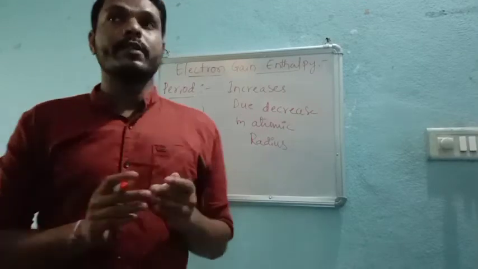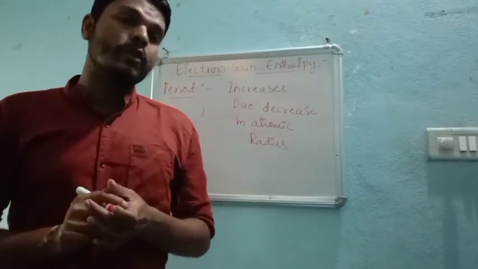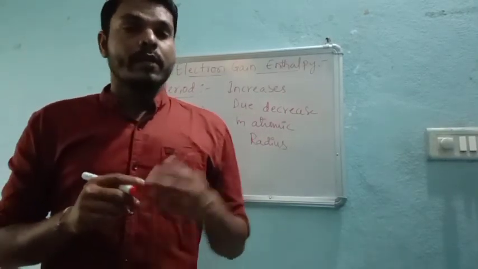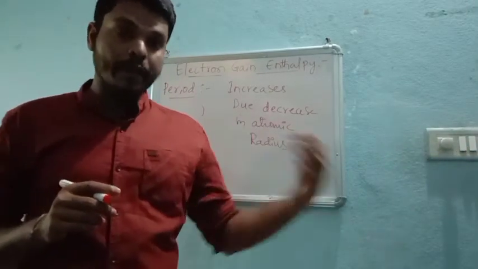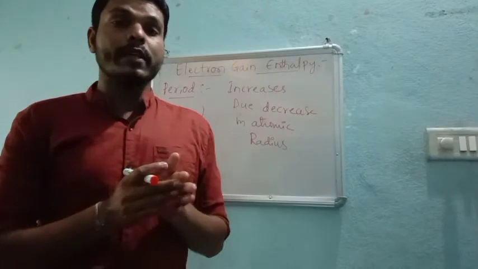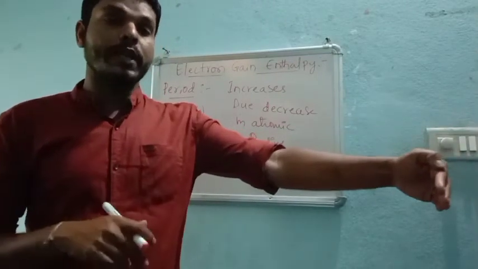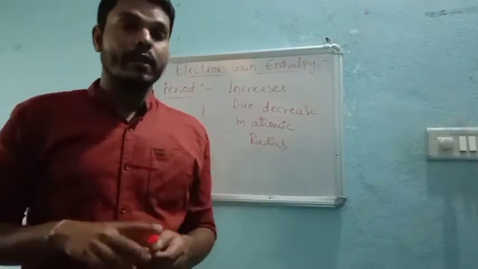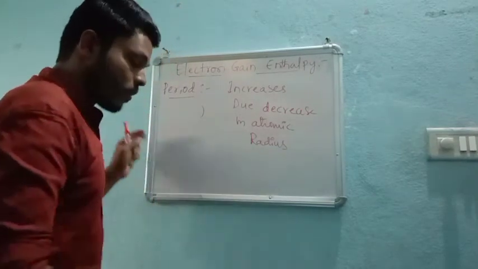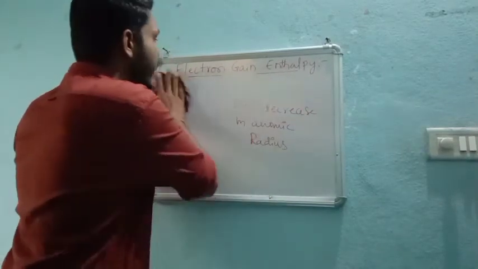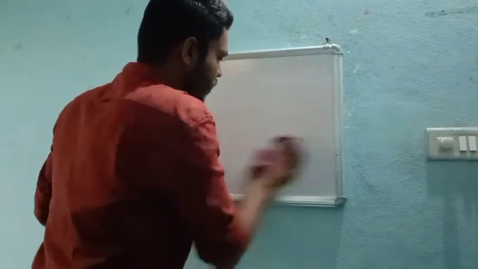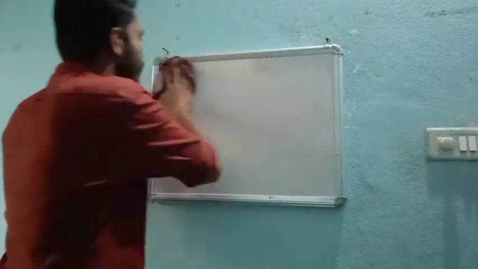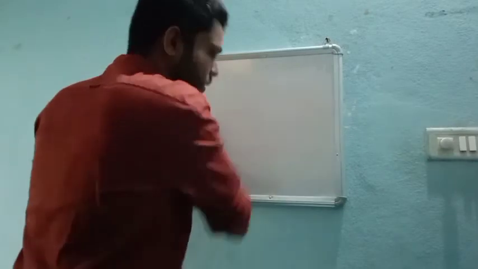So if the valence shell is nearer, then it is very difficult to remove. If the valence shell is very far away from the nucleus, then it will be very easy to remove the electrons. So finally, one more character we will see, which is very important, and then we will wind up this introduction about the periodic table.